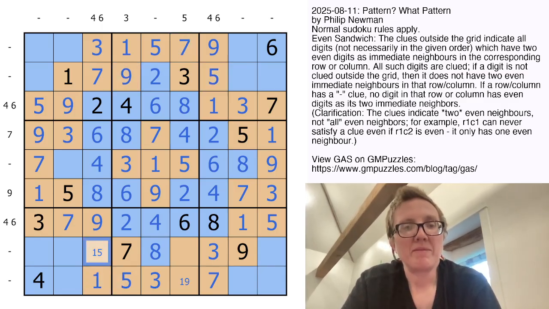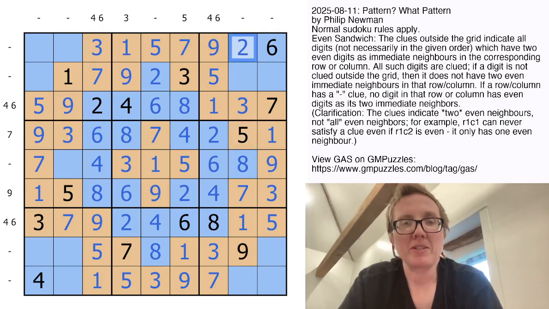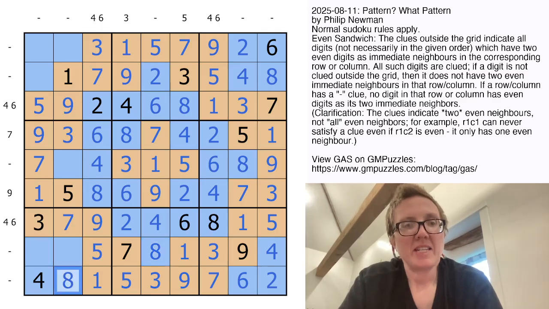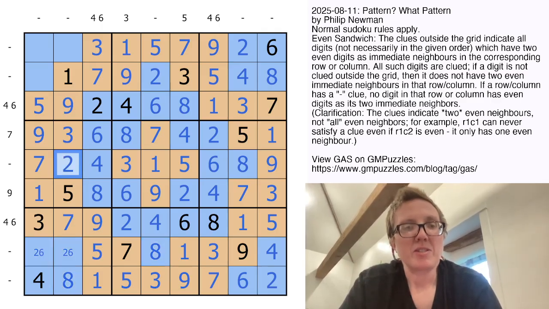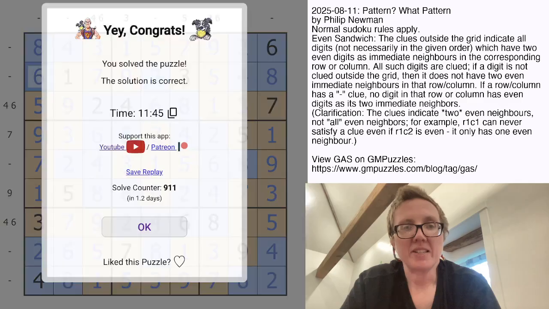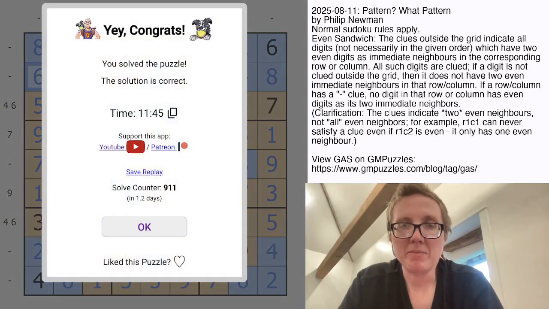And 5 and 1 and 5 and 9 and 1, and now we just have to finish these corner regions off. So this is the position for 2 in this region, and those are going to be 4 and 8. That makes this a 6 in the column and a 2 and 4 there. That's now an 8, and these are going to be 2 and 6, and because that's 2, that resolves. This becomes a 4 and 6, and that is how you solve Philip Newman's pattern.